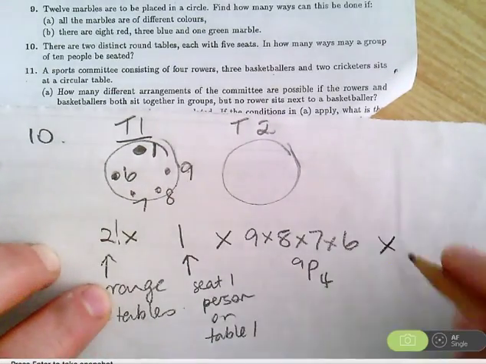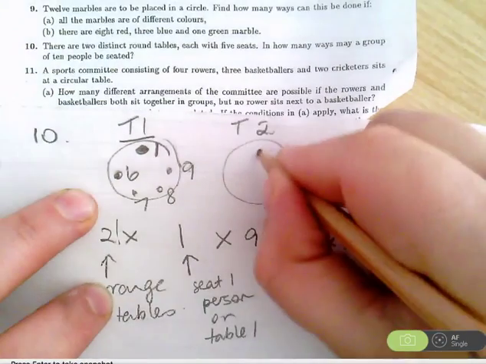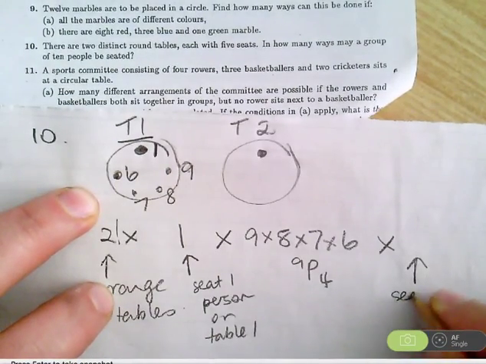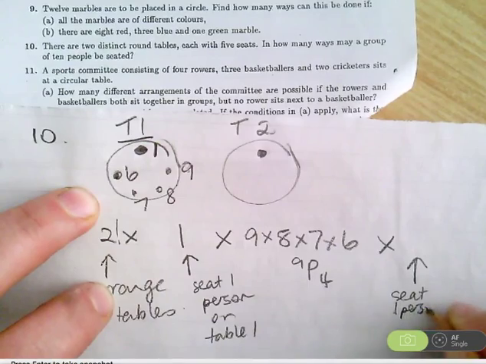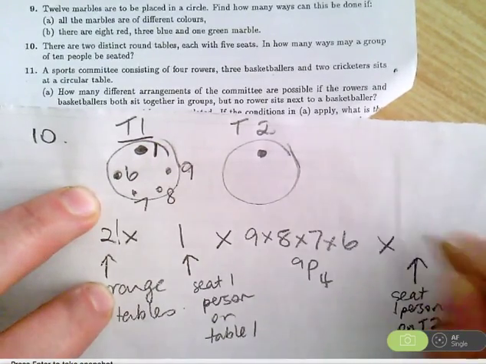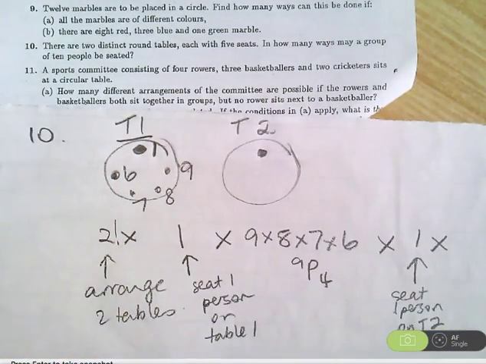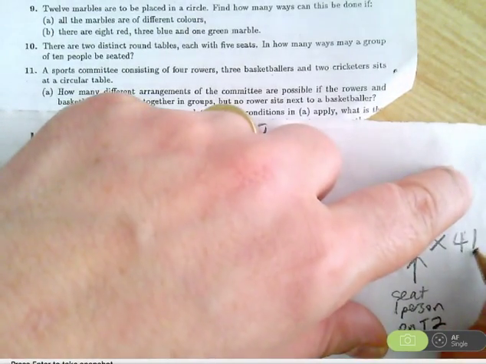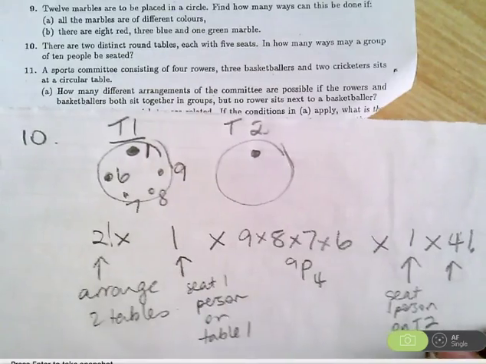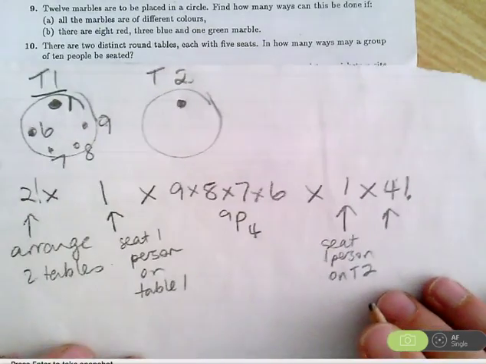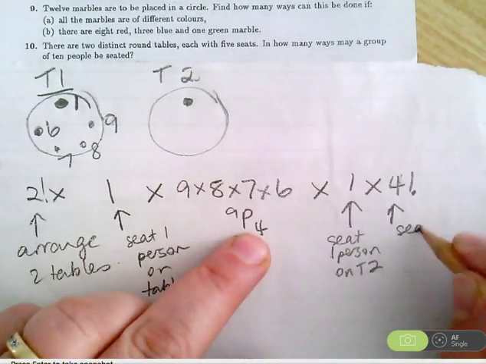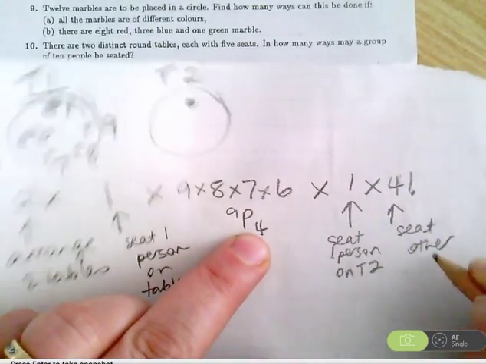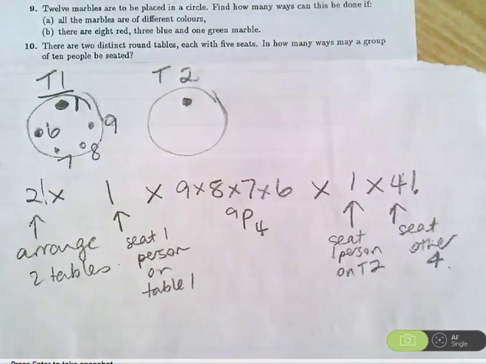Wait. Table 2. Let's put someone down on table 2. So seat one person on table 2. That's 1. And how many people are left now? 4 factorial. 4 factorial is to seat the other 4 people. So this is another way. Seat the other 4. And I'm sure your heads are just mixed up like a washing machine.